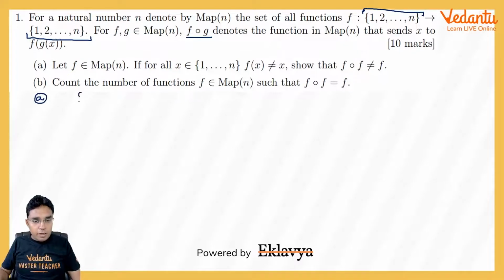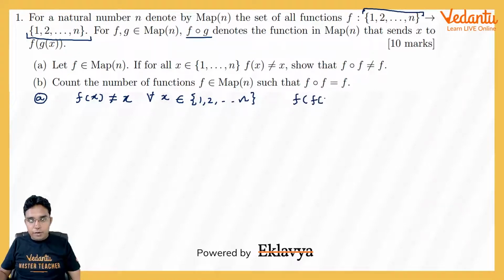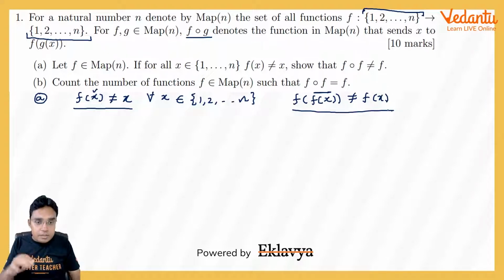So we are given that f of x is not equal to x for all x belongs to 1, 2 and so on up to n. Now they are asking us to prove that f of f of x will not be equal to f of x. Now it looks like we have just replaced x by f of x, and this relation that we have to prove is just the rearrangement of this given relation only.